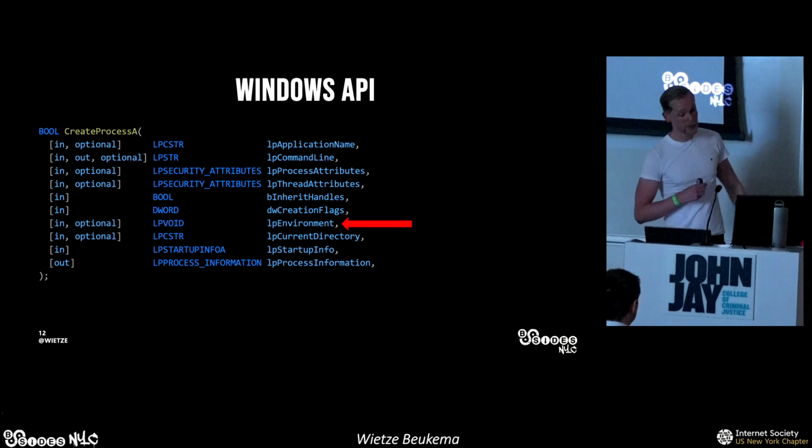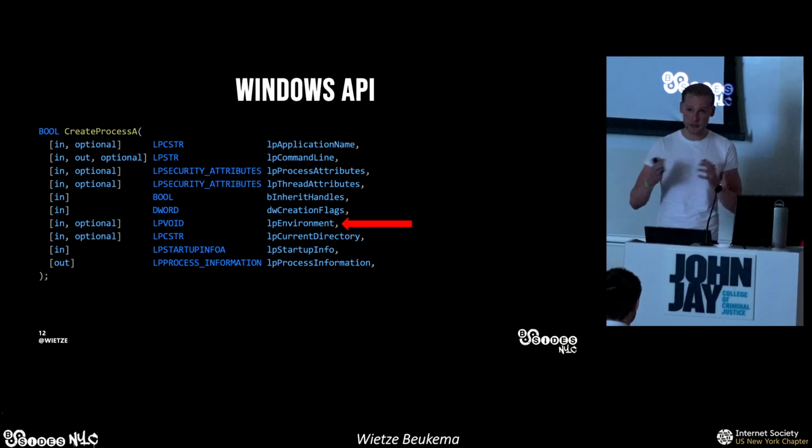If we look at the Windows API, this is one way in which you can start a process. And it has an optional parameter called environment. And you can actually pass your own variables there, which means that if you start the process, it will have different variables and values than its parent.